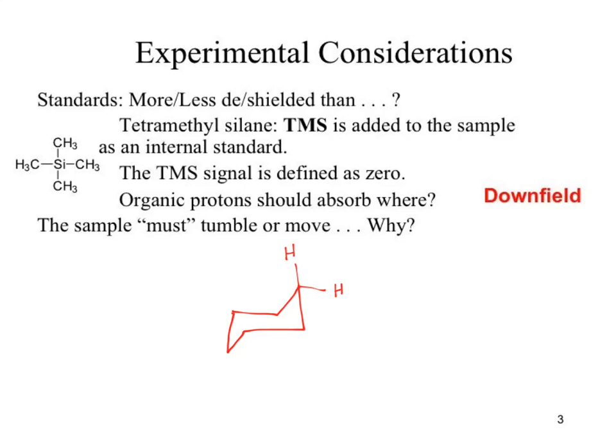However, in most environments with this chair, what happens? It can do a chair flip, exchanging the hydrogen from the axial to the equatorial position and vice versa. So we end up kind of washing out that difference in our hydrogens. So our molecules need to be able to constantly move and rotate so that we can remove that extra interpretation.